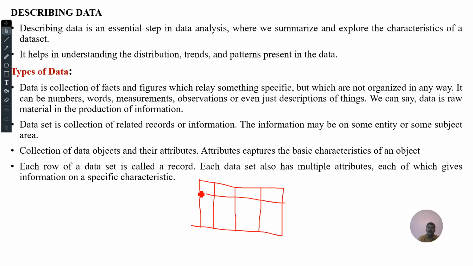For example, here serial number, name, age and gender. Now in the data, I collected this information. It contains the serial number, name, age and gender. That is, four fields are collected. So each data set is a collection of related records or information. For example, here 1, 2 and 3.